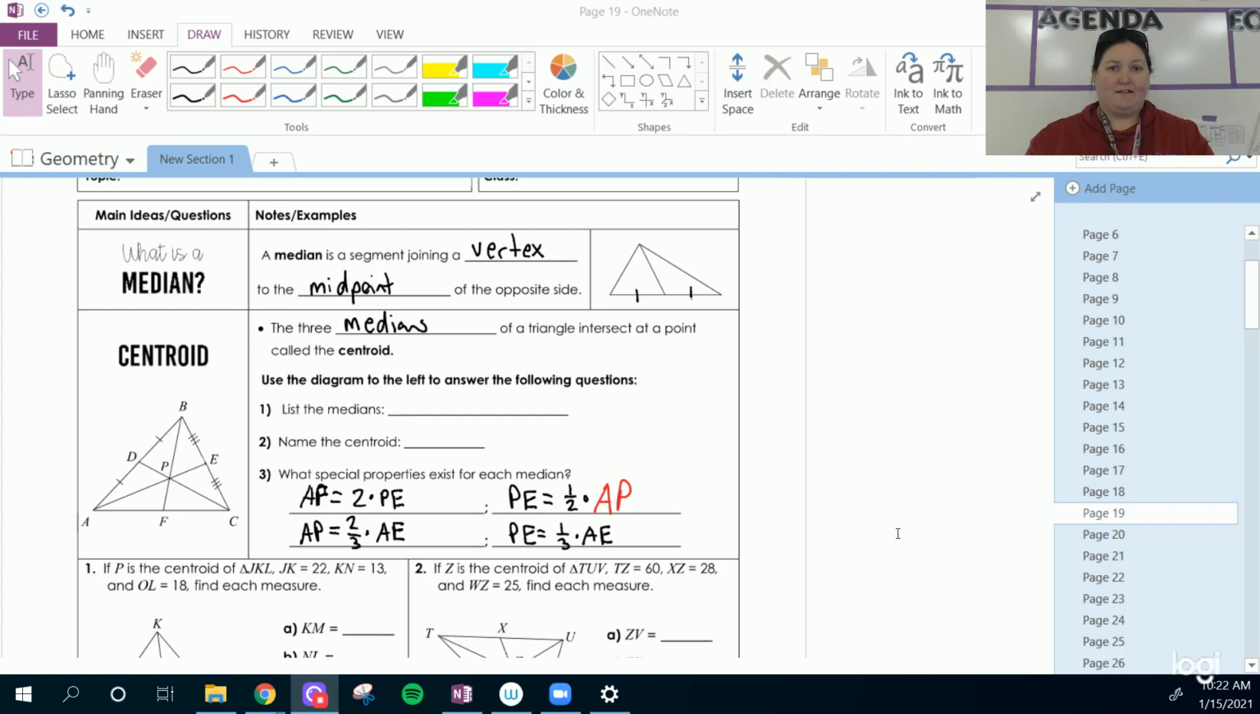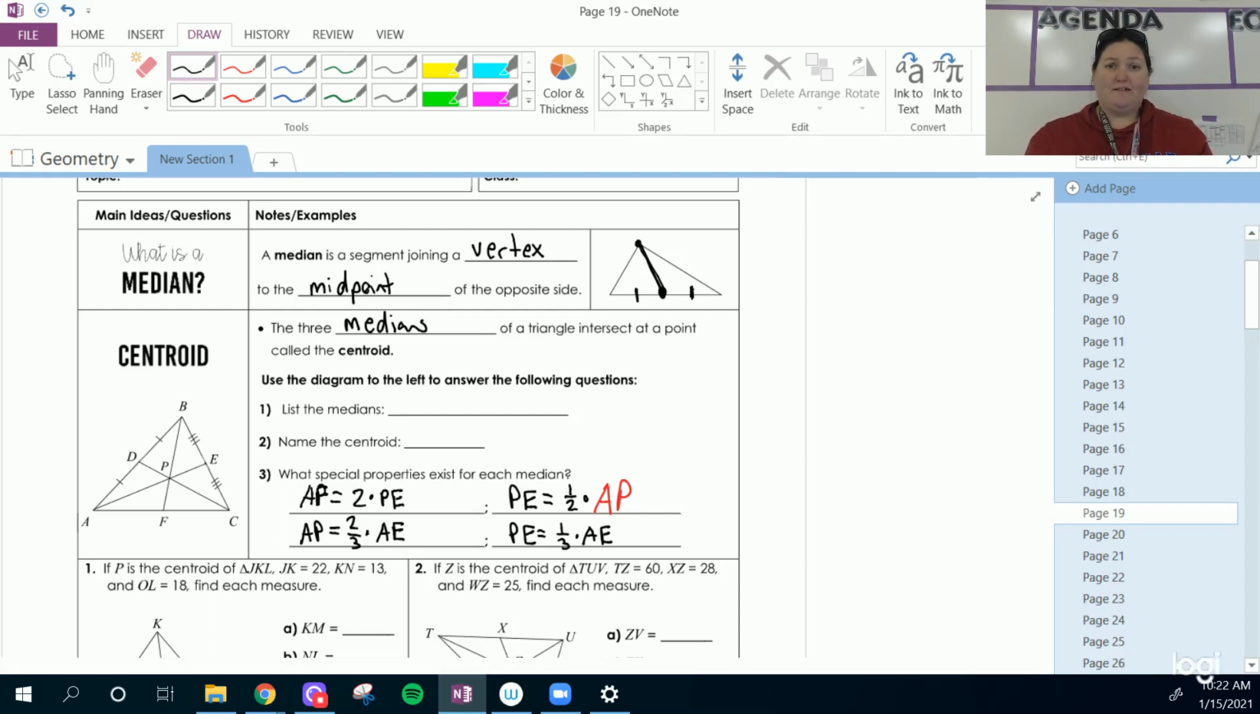So the median is a segment joining a vertex to the opposite side, the midpoint of the opposite side. Sorry about that. So it joins to the midpoint of the opposite side. The way we know it's the midpoint is there are these two congruency markers telling us that that piece got split into two equal pieces.